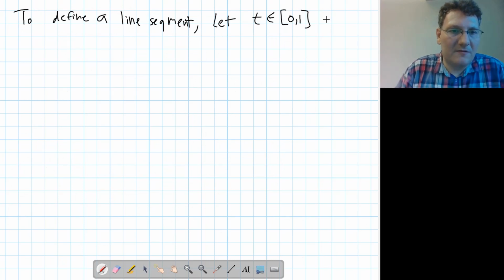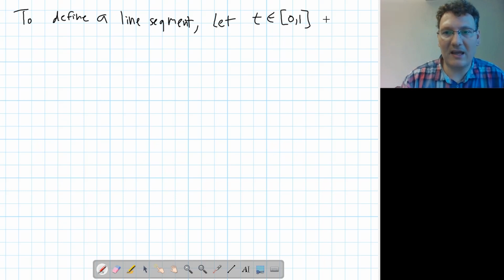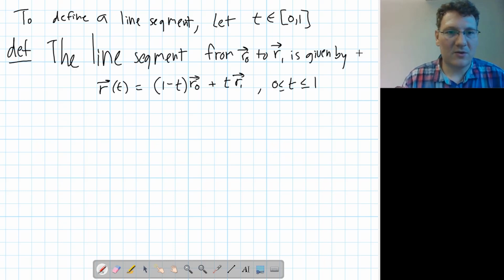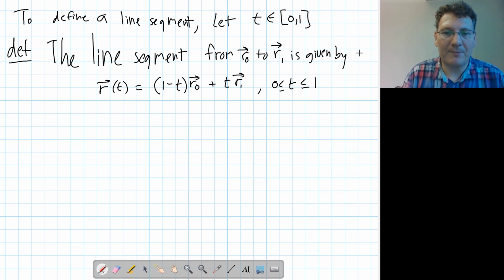One easy way to define a line segment and not a whole line is to just restrict the values of t, and oftentimes the simplest way to do that is just between 0 and 1. And so the line segment that goes from r0 to r1, which is to say, one point to another point, where the 2 points have position vectors r0 and r1, is given by this equation. So r of t is equal to (1 minus t) times r0 plus t times r1.